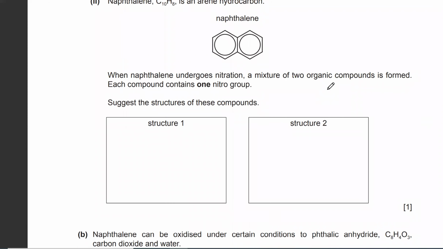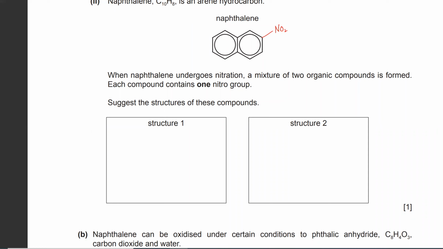So what could those compounds be? Each compound contains one nitro group. So what he means is that the entire thing should have one NO2 group. So you've got only two options. Either the NO2 group will get attached at this position. So that's one of them. Or the second option is position 4.